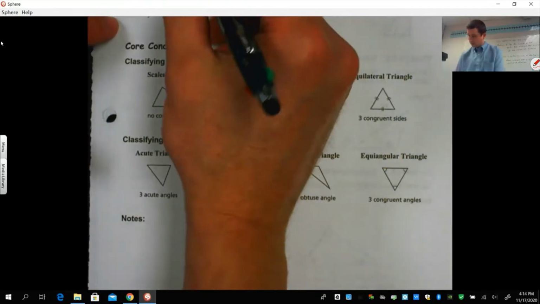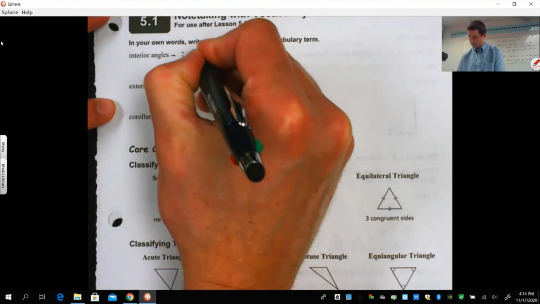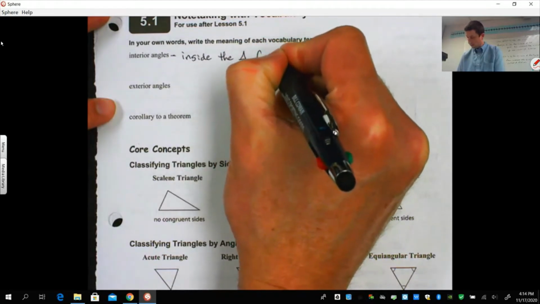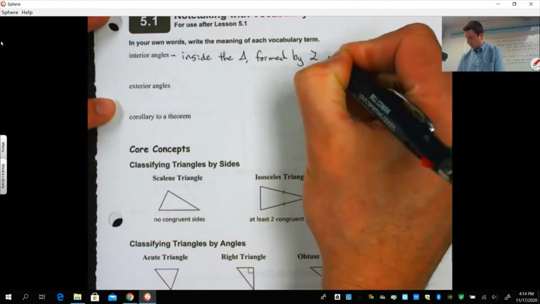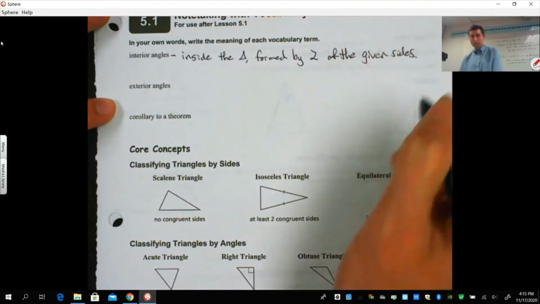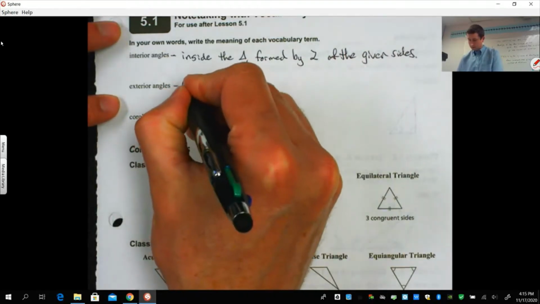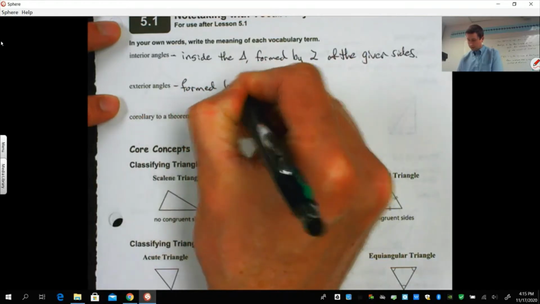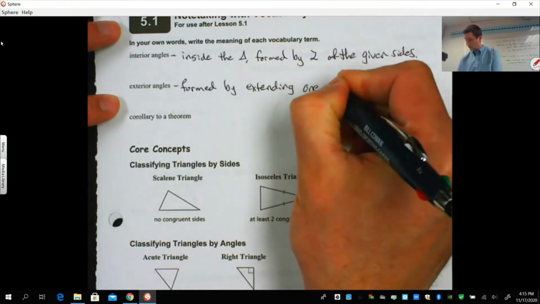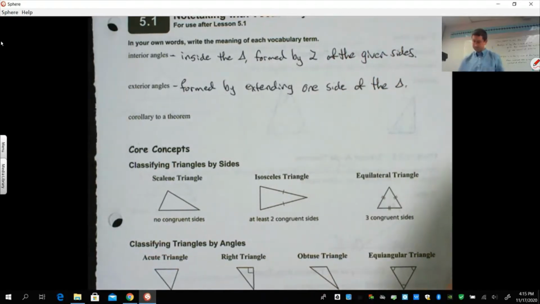So interior angles, those of course, there we go. They're going to be inside the triangle, formed by two of the given sides. Exterior angles, formed by extending one side of the triangle.